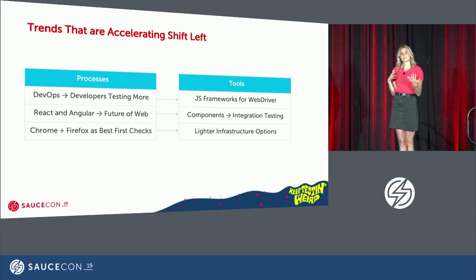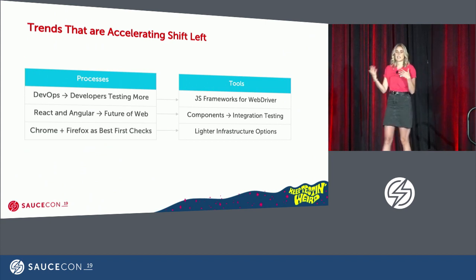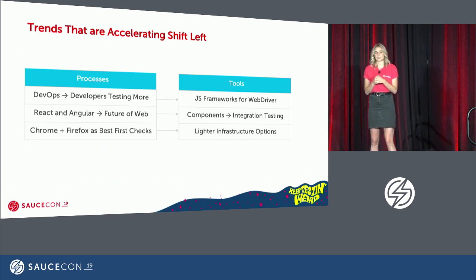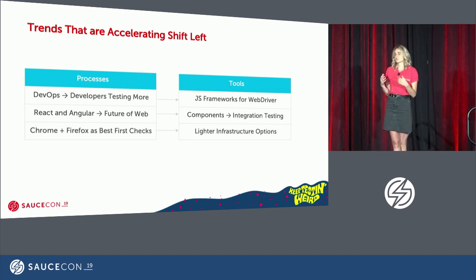With Chrome and Firefox also being the best first check, we're seeing that trend in the market as well. Chrome has really taken over as the market leader, as we've seen. Firefox right behind it. And this is leading us to believe, is there a lighter infrastructure for us to use to check just Chrome and Firefox to get that feedback much quicker?